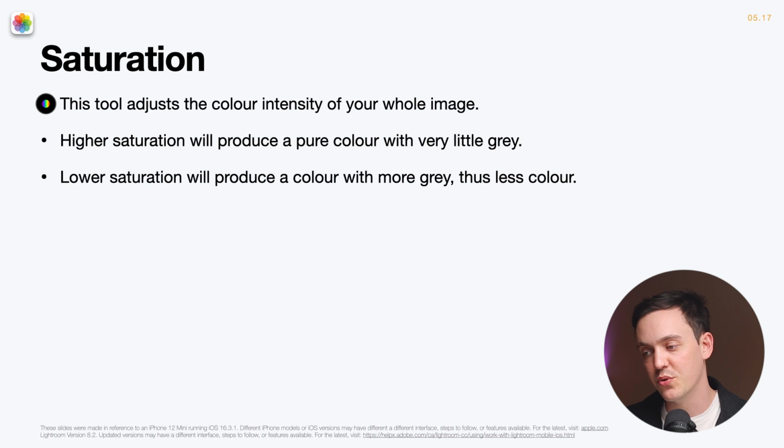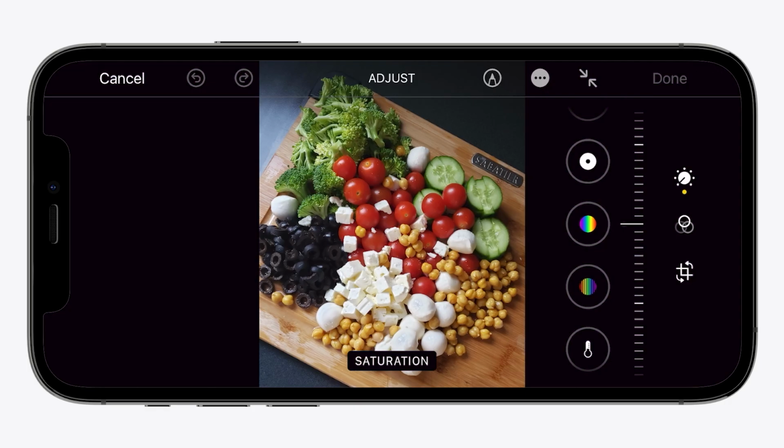The saturation tool adjusts the color intensity of your whole image. When you increase the saturation or drag your slider to the right, you are reducing the gray in your colors and producing closer to pure colors. When you decrease the saturation or drag your slider to the left, you're increasing the gray in your colors, and that's going to result in less color.